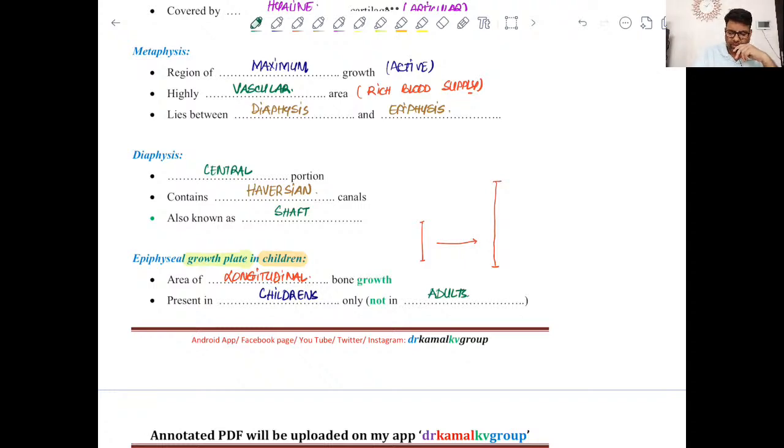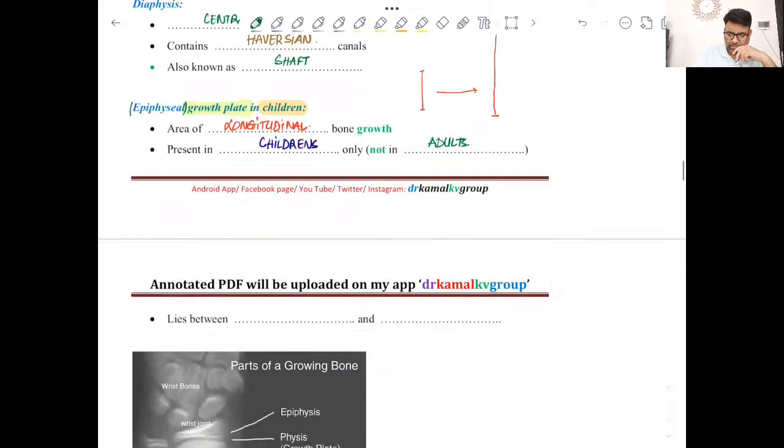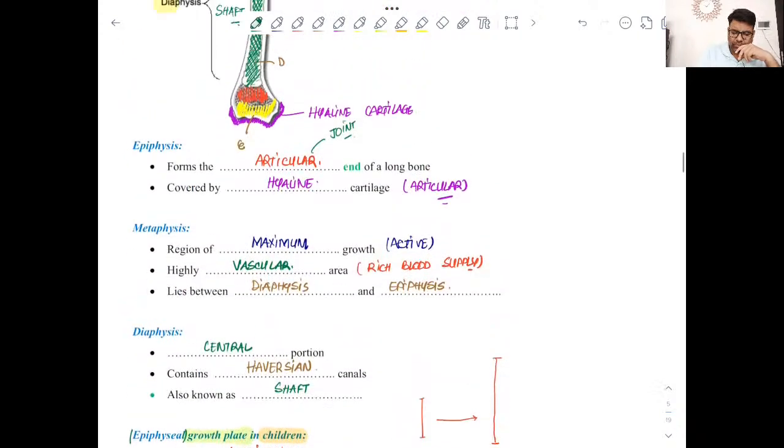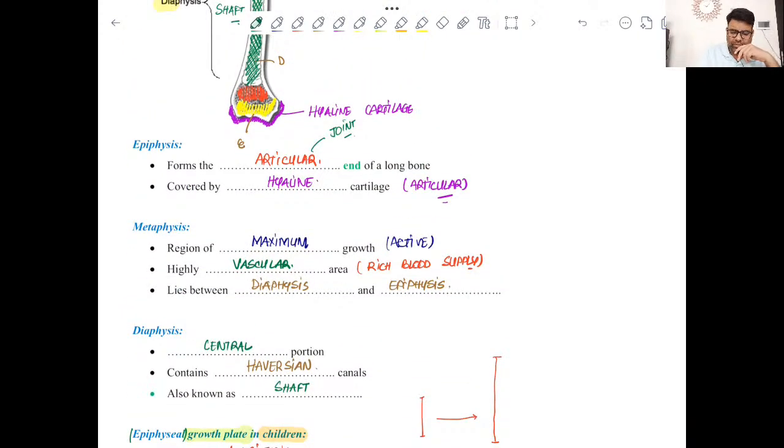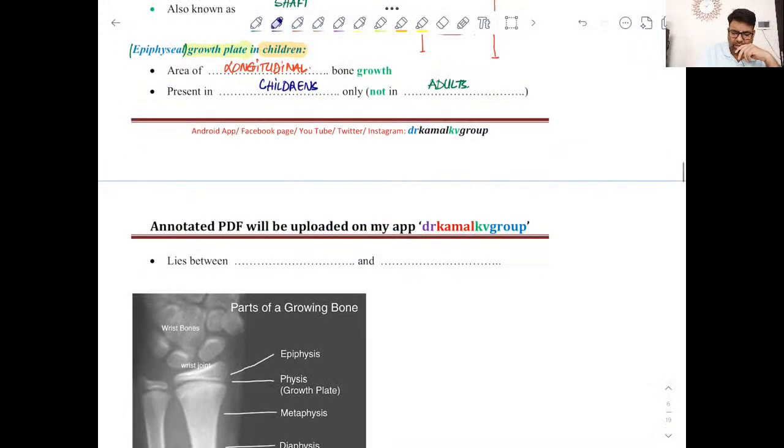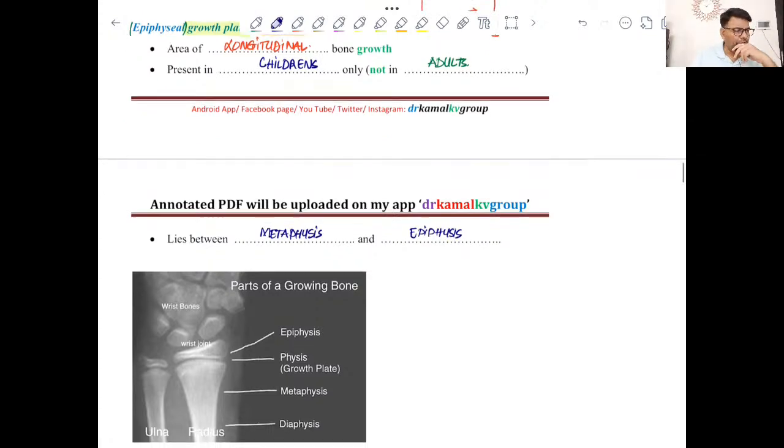Clear? So this is the growth plate, or epiphyseal growth plate, and if you see the location, it is present between the metaphysis and epiphysis, right? So this is the location of the growth plate in childhood. It is present between the metaphysis and epiphysis. That's pretty evident. So I think there should be no doubt in that.